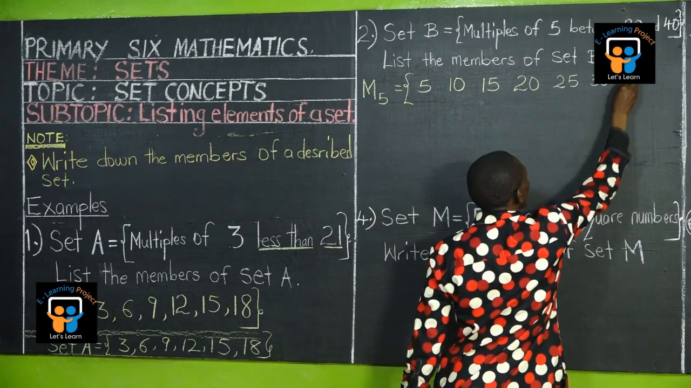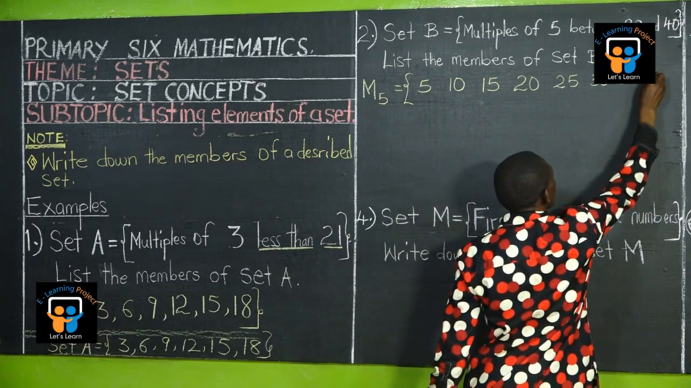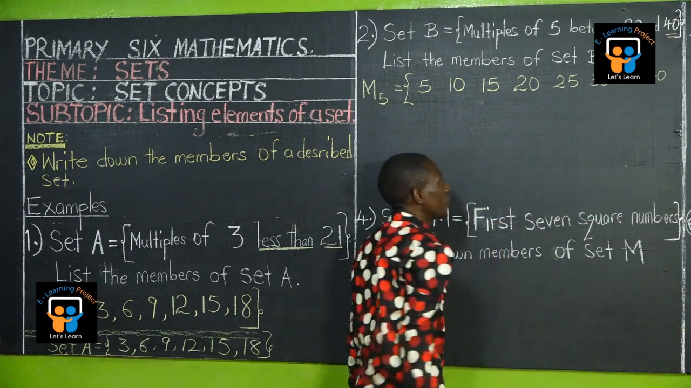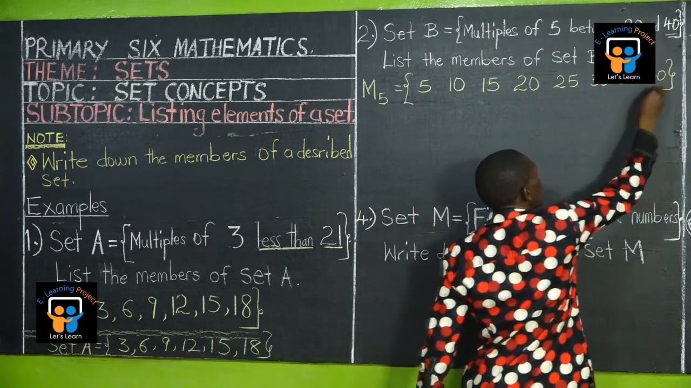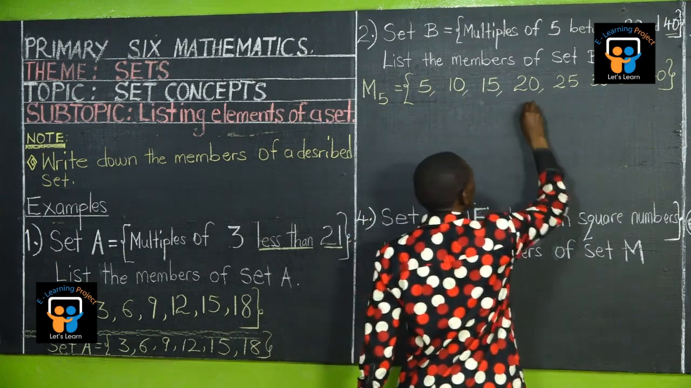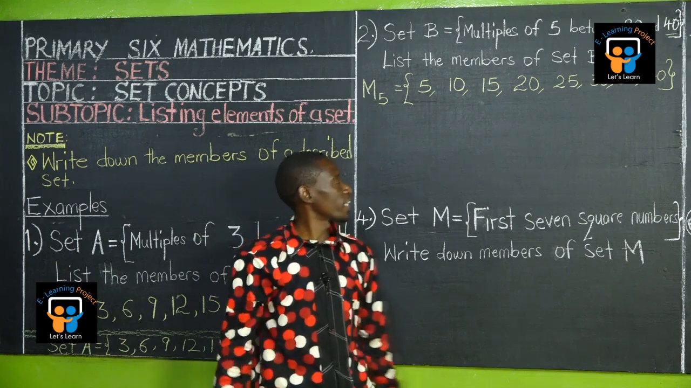5, 35, 35 plus 5, 40. Hey, we've reached this one now. Let us first stop there, and then we go back to the question. We see what exactly they are needing, what are they requiring.